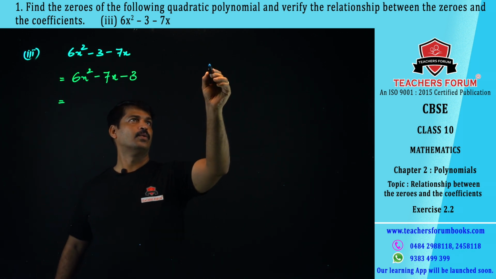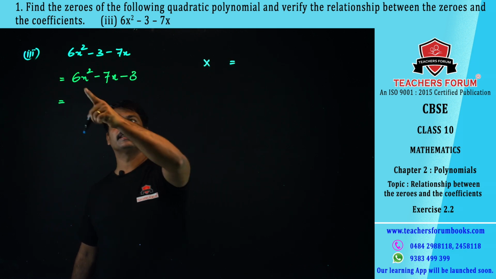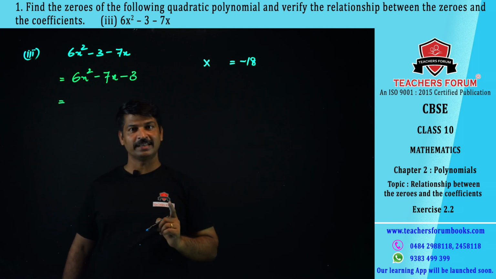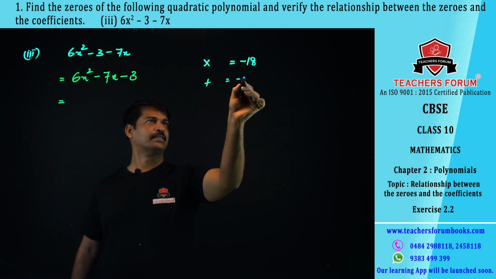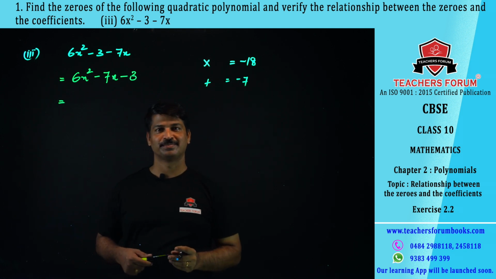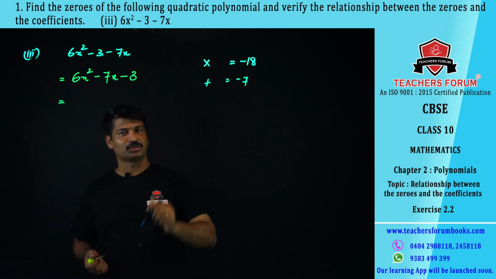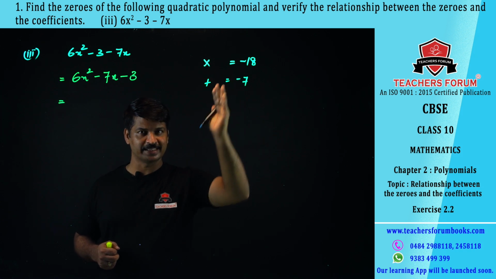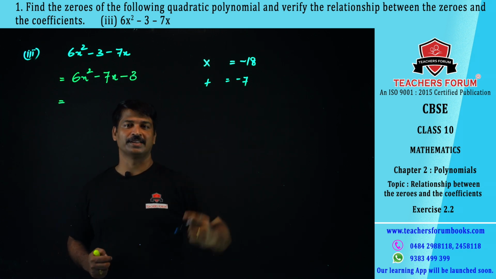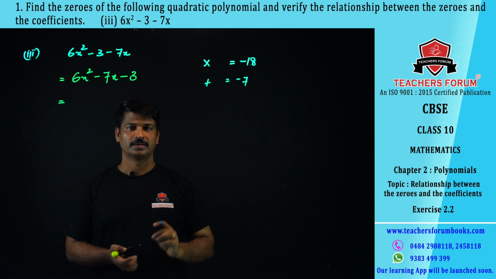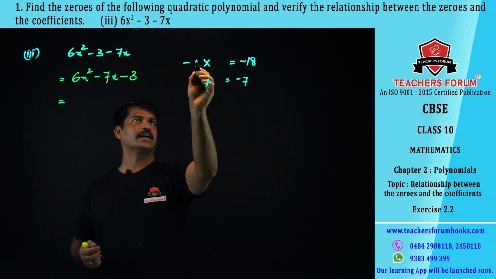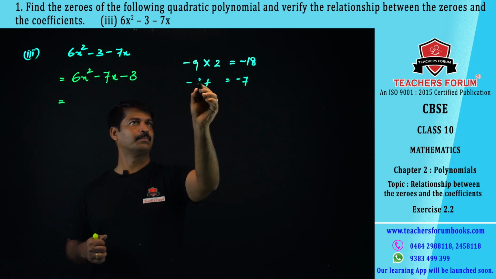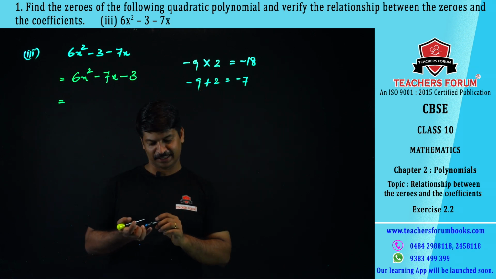So here when you multiply, you should get 6 into minus 3, that is minus 18. When you add, you should get minus 7. So what are the numbers? Can you tell me? You should find two numbers such that their product should give you minus 18 and sum should give you minus 7. Numbers are minus 9 and 2. Yes, you are right. Minus 9 into 2, minus 18. Minus 9 plus 2, that is minus 7.